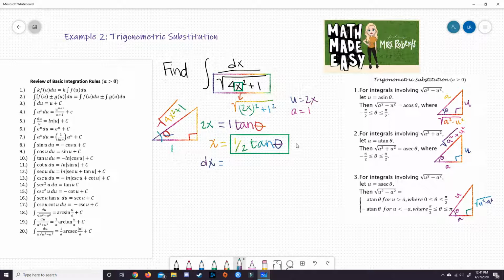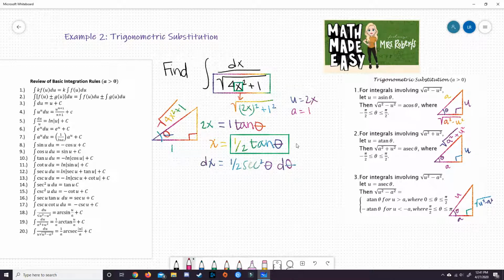Dx equals, well, the derivative of tangent is going to be secant squared of theta. And so this becomes 1/2 secant squared of theta d theta.